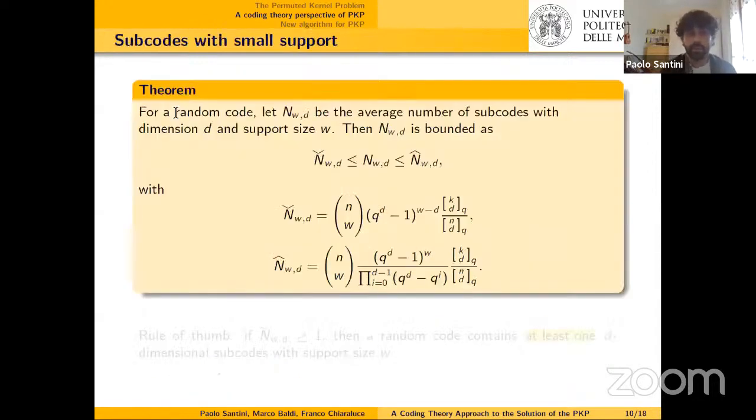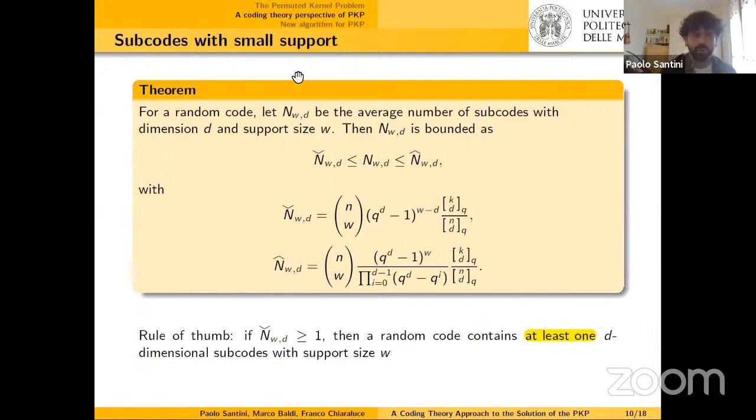In the paper, we have this theorem in which we study the average number of subcodes having a desired dimension D and a desired support size W. In particular, we can bound such a number. We have found both a lower bound and an upper bound. And in this talk, we will focus on the lower bound, in the sense that we can consider this rule of thumb: if the lower bound is greater or equal than 1, then we expect our random code to contain at least one subcode with the desired properties.